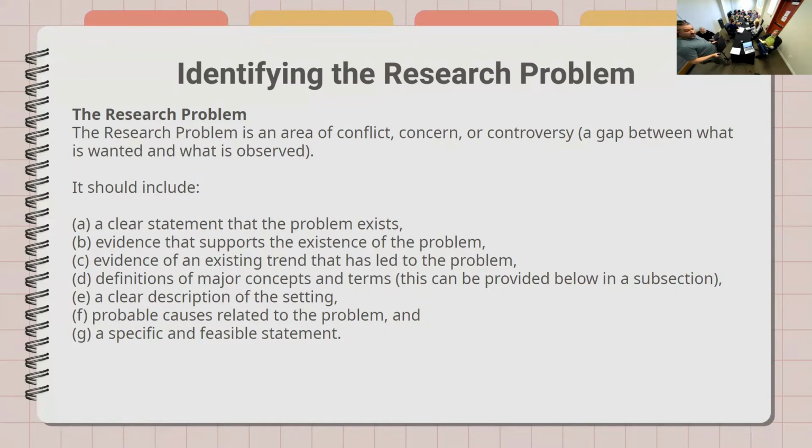Definitions of major concepts and terms, all right, which we're going to get to in a second. We'll get to definition of terms. Clear description of the setting, probable causes related to the problem. A specific, feasible statement, and your research problem is going to end up with an actual statement. Here is the problem. I've identified the problem. I know everything about the problem. Okay, I can identify the problem.